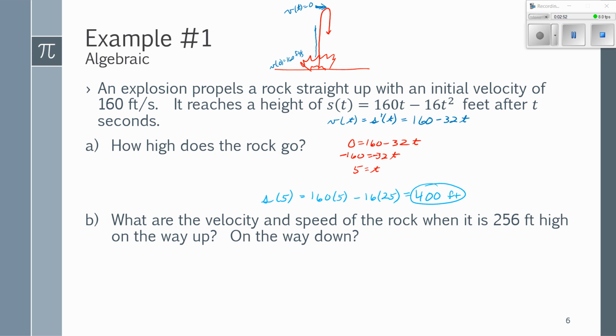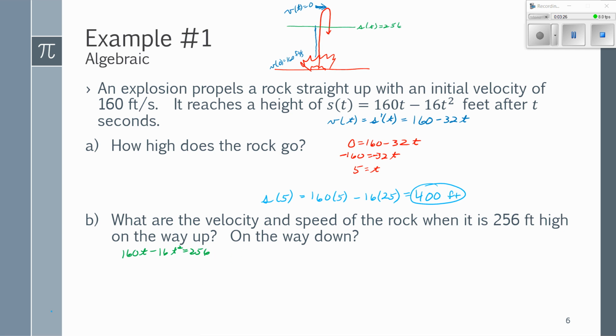Okay. Then we're asked, what are the velocity and speed of the rock when it's 256 feet high on the way up and on the way down? So we said it goes 400 feet, so that means that there is a time where our rock has a height of 256 feet. So I need to know at what time does the rock hit 256 feet. So I set s of t equal to that, 256 feet.